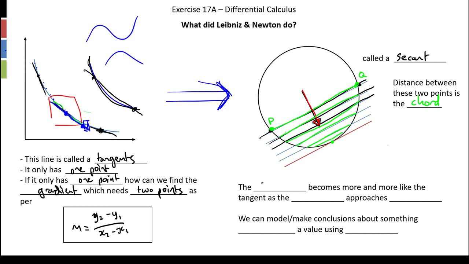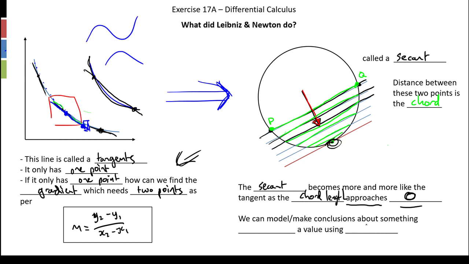So the secant becomes more and more like the tangent as the chord length approaches 0 in this case. Now we've looked at something that can help us with this. When we're dealing with things that approach values, they might not be exactly 0 because we can't calculate. Like we said over here, we've got 1 point, we can't calculate the tangent. But we can model something as the chord length approaches 0.